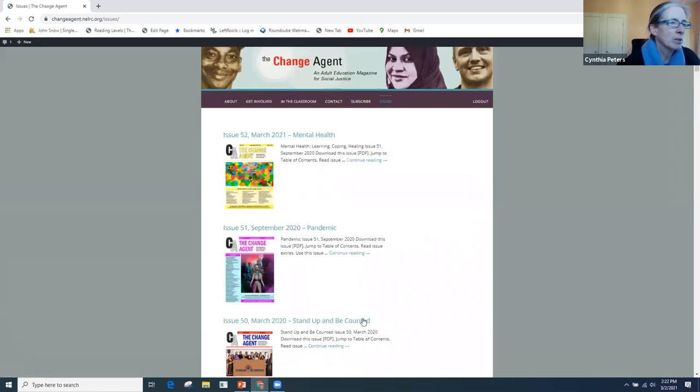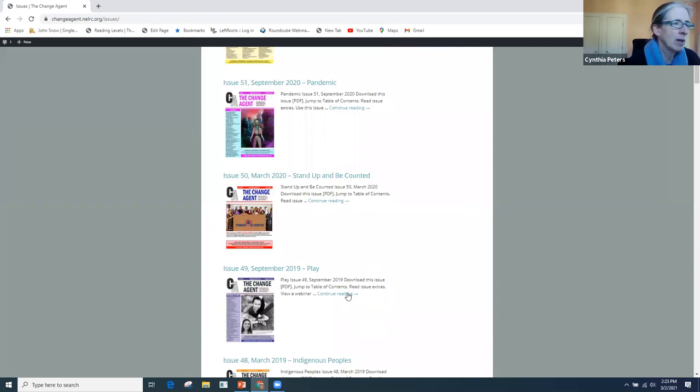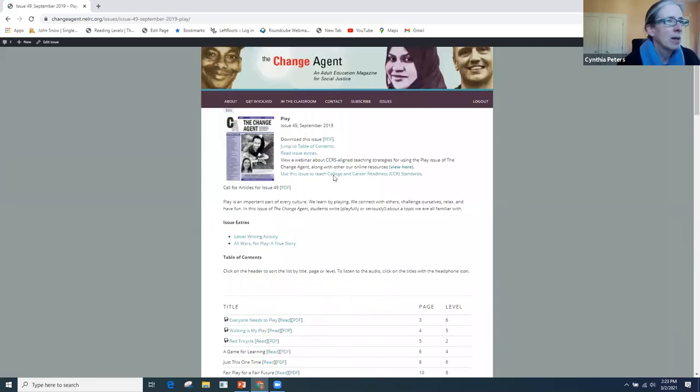So that's all of our back issues. They all have that set of resources. They have the opportunity to download the whole PDF. They have the table of contents that's sortable by level. Many have extras that you can click on.